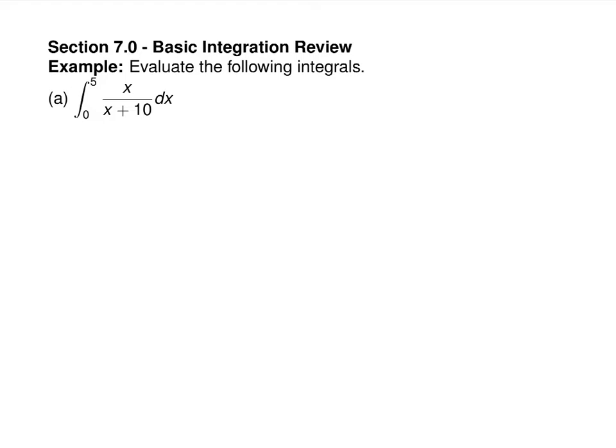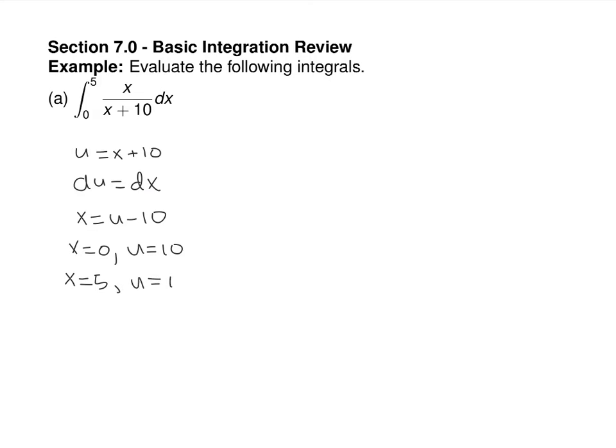Now technically part A could be figured out two ways. It could be figured out using a substitution, or it could be figured out using long division. I'm going to show you the substitution. So let u equal x plus 10. du is equal to dx, and x is equal to u minus 10. Now when you make a substitution, you also have to change your bounds. So if x is 0, u is 10, and if x is 5, u is 15.